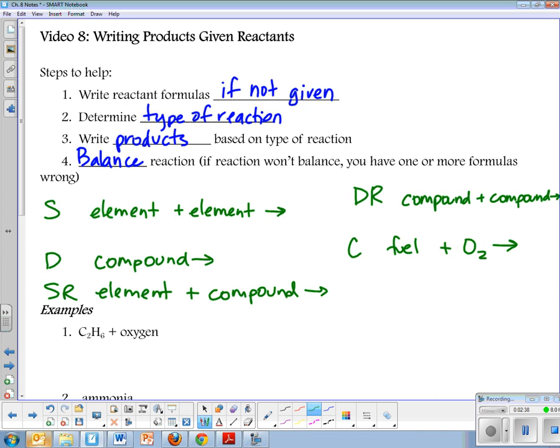Okay? So the two that get confused for each other are single replacement and combustion, because combustion looks like it's single replacement in that you have an element, so you have oxygen, plus a compound. So be careful. Every time you have that single element, is the element oxygen? If it is, look, do you have a fuel? Do you have a hydrocarbon or an alcohol? If so, it's combustion. If not, then it's single replacement. So let's do some examples.